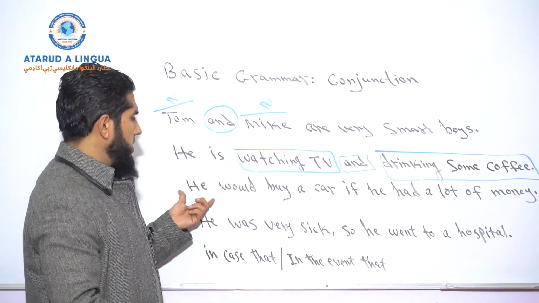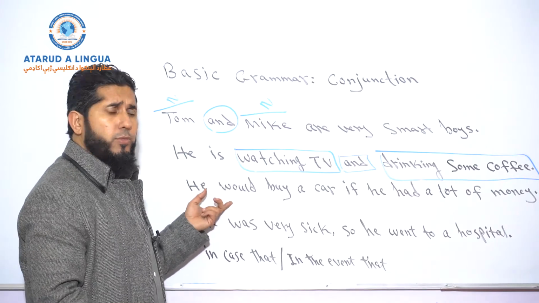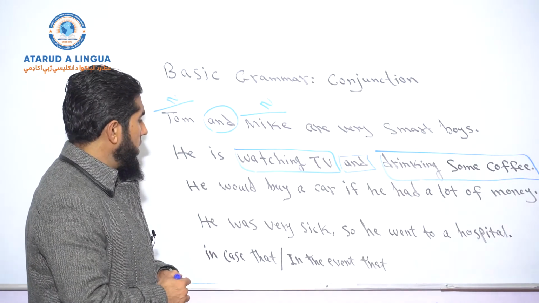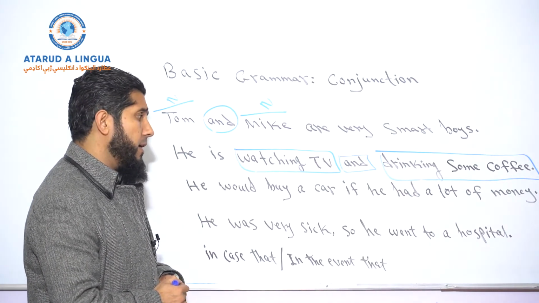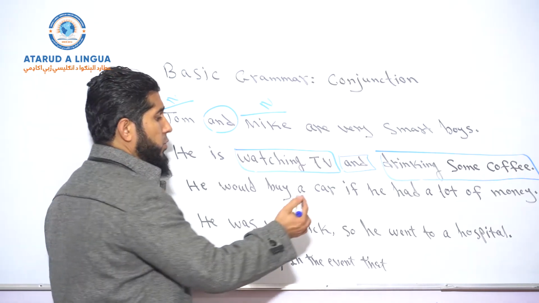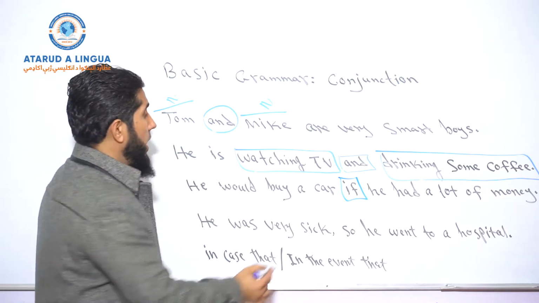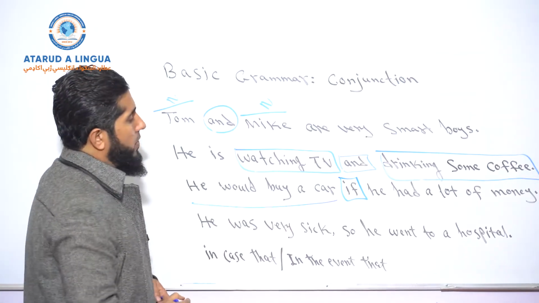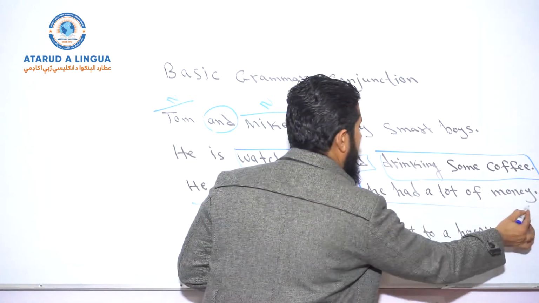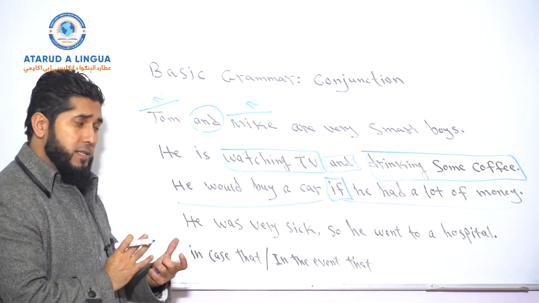And now look at sentence number 3. He would buy a car if he had a lot of money. So here we have the subordinating conjunction if. And he would buy a car if he had a lot of money. So we're combining two clauses.